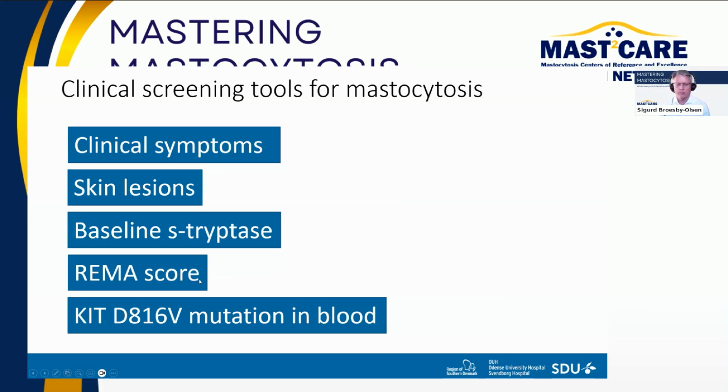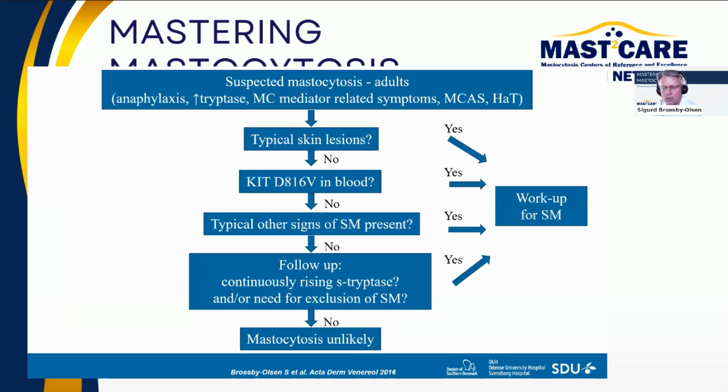Polina already mentioned the REMA score. That is a nice tool, but again, maybe not the perfect tool. And now we have the KIT mutation in peripheral blood that does have limitations, but it's a nice supplement to the others. And this is what we do in the clinic. If we, for example, have a patient with anaphylaxis, or a patient with elevated tryptase with maybe unspecific symptoms, then we look for the skin lesions. If they are there, this will probably show indolent systemic mastocytosis. The next and limiting step will be to look for the KIT mutation in peripheral blood. If it's there, we will file systemic mastocytosis in that patient.